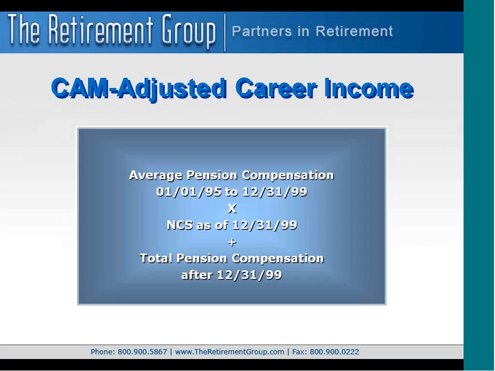The way that it's calculated is very similar to the other DB plans that we've seen at AT&T. It's a little bit of a difference. You take the 5-year average from 95 to 99, their average compensation. They multiply that by their NCS as of that date. So this is a frozen figure. They're then going to add on, on an annual basis, their total pension compensation. And what they mean by pension compensation is salary, bonuses, any other team awards that they're getting, basically all compensation that they're getting on an annual basis.